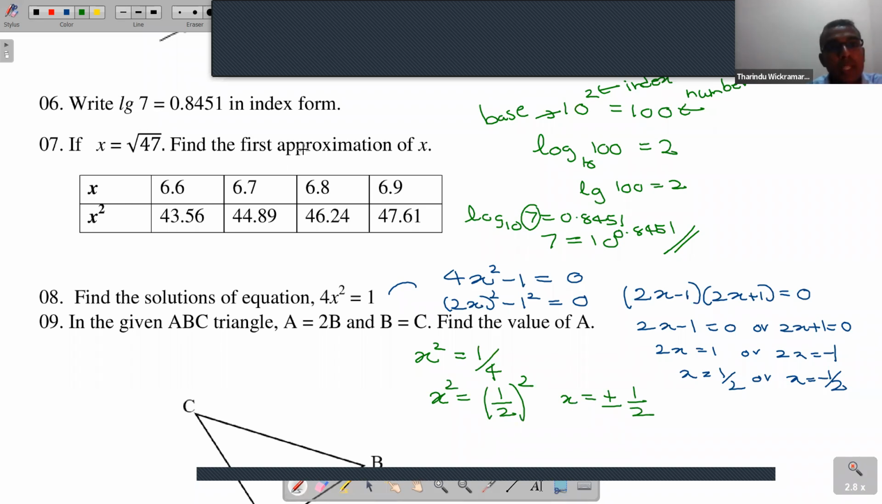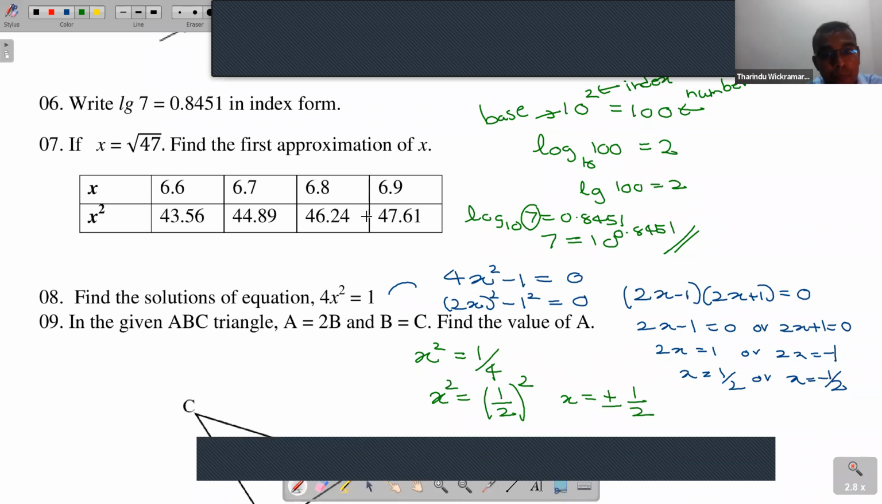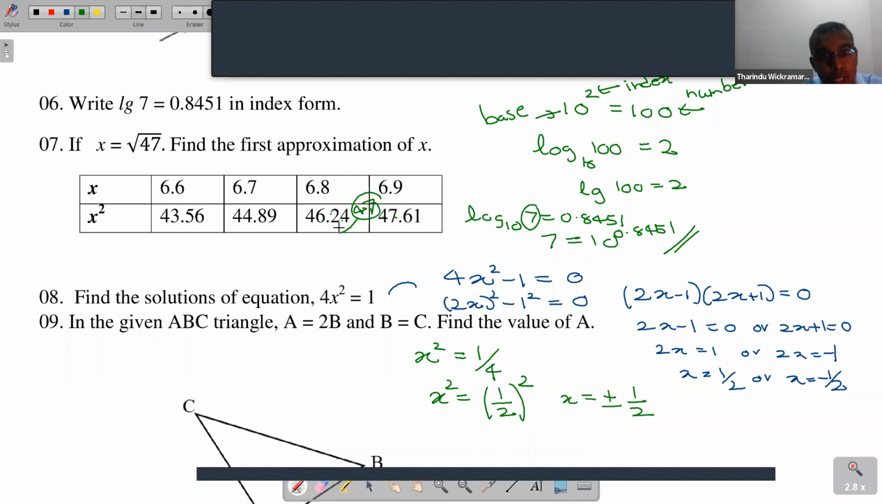Yes, you have to find the first approximation. So you have to find the nearest value to 47. So 47 is in between these two values. So when you take with this one, difference is 0.76. Here 0.61. So nearest value is this one. So square root is 6.9. That is easy. Right.